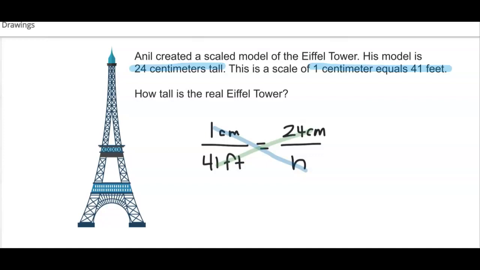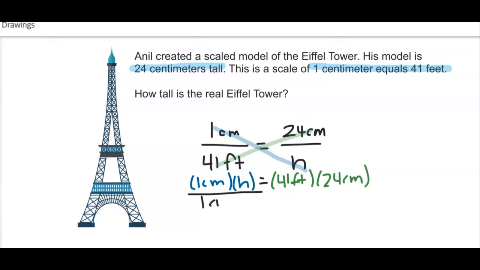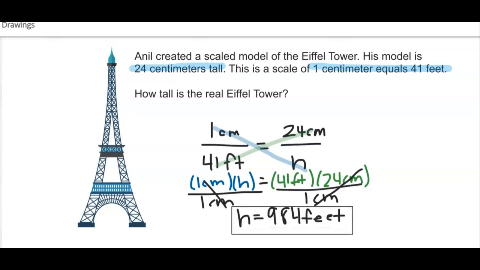Eiffel Tower. First, we will multiply 1 centimeter times h. Now, I will multiply 41 feet by 24 centimeters. Next, we will divide both sides by 1 centimeter to get h by itself. This cancels out the centimeter units and leaves us with 41 feet times 24, which means h equals 984 feet. Both methods show that the real Eiffel Tower is 984 feet tall.